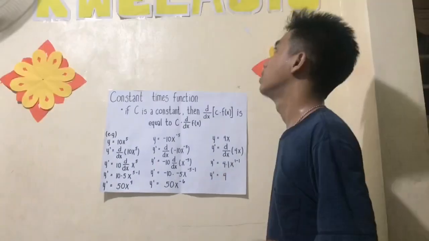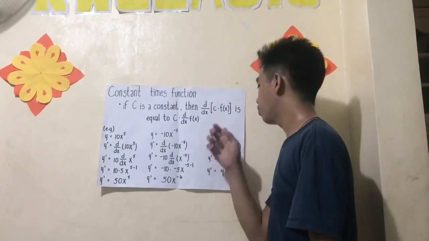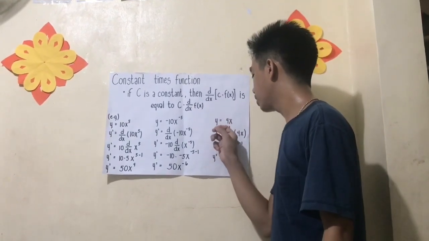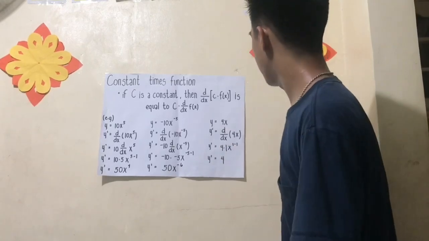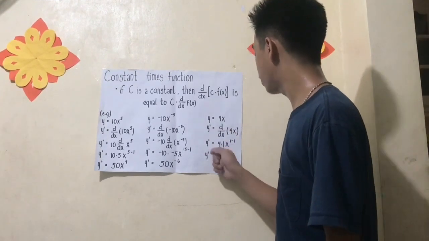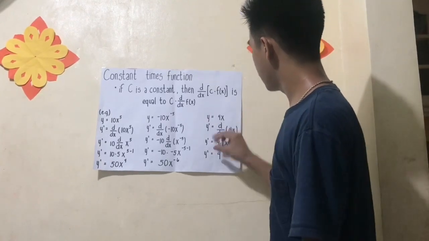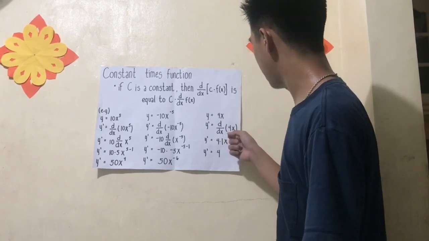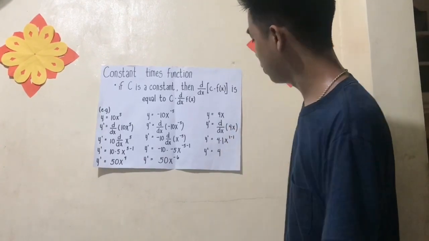So example number 3, we have y equals 4x. After that, y prime equals d over the derivative of 4x. After that, y prime equals 4 times 1 by bringing down the exponent and by subtracting 1 in our exponent.